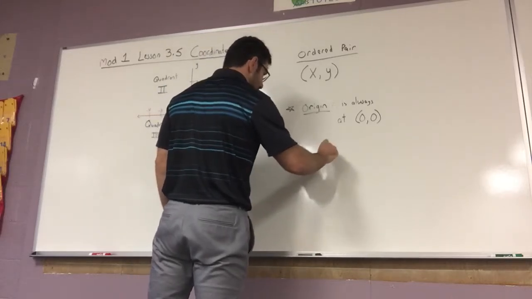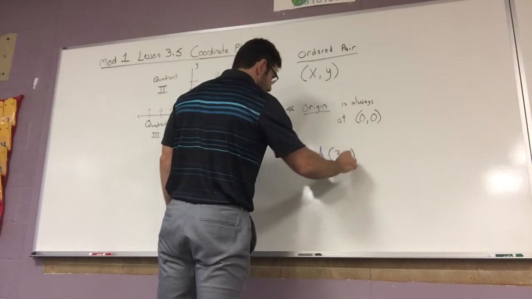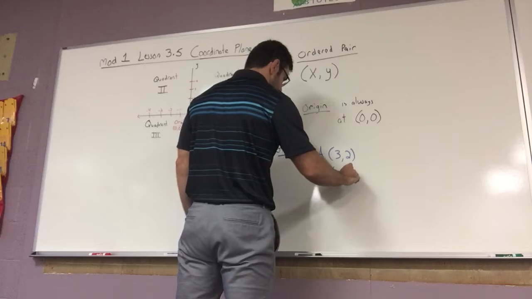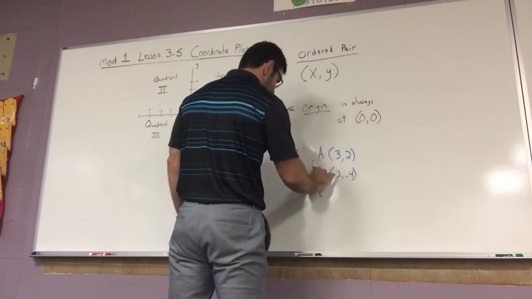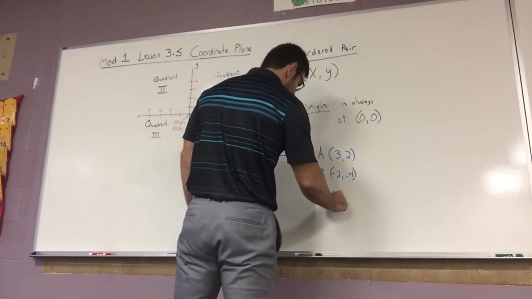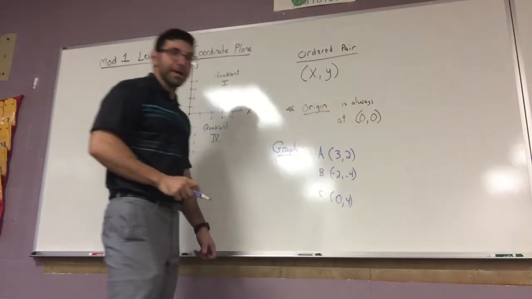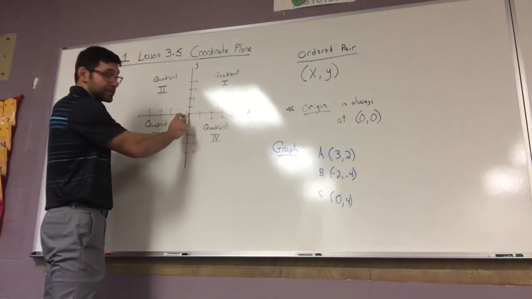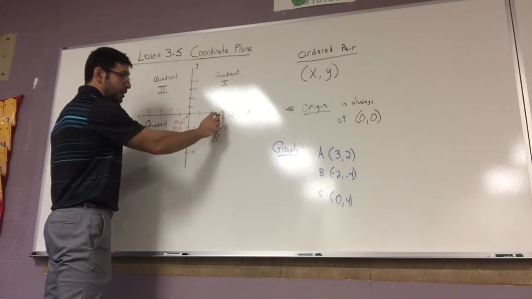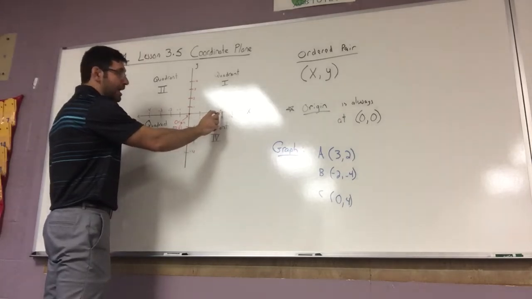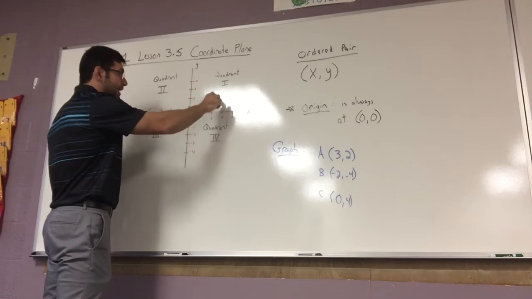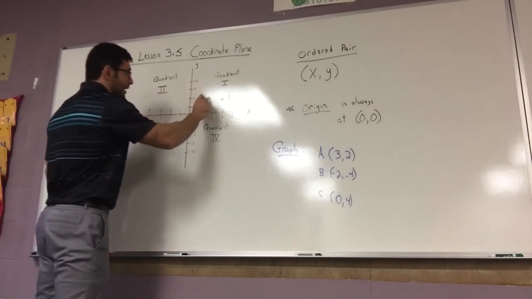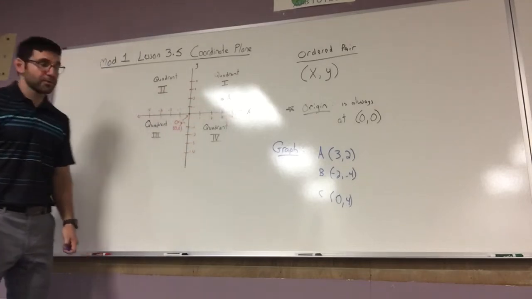And I'm going to say graph A at 3, 2, B at negative 2, negative 4, and C at 0, 4. Okay, so let's start with 3, 2. We start at the origin. X comes first. So I go over to my 3 on my x-axis. Now I have to go up 2 on my y-axis. This point here is now point A. It's in line with the 2. It's in line with the 3.